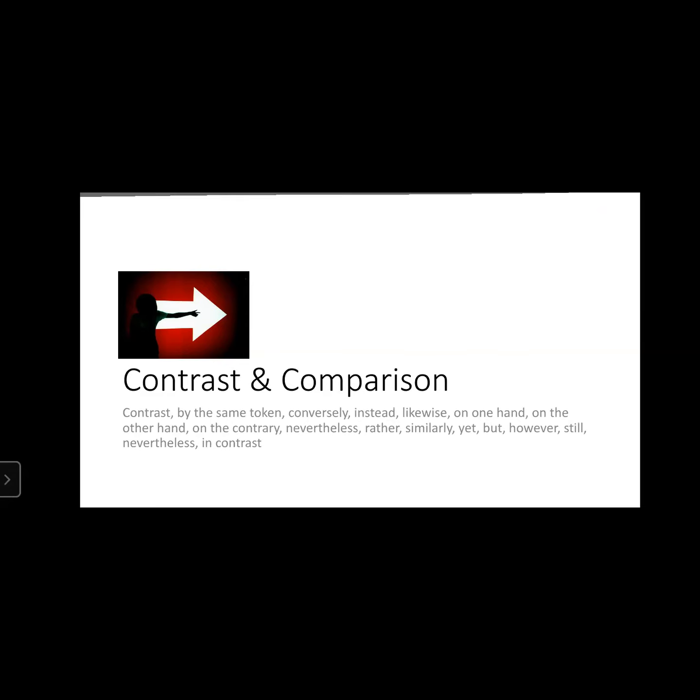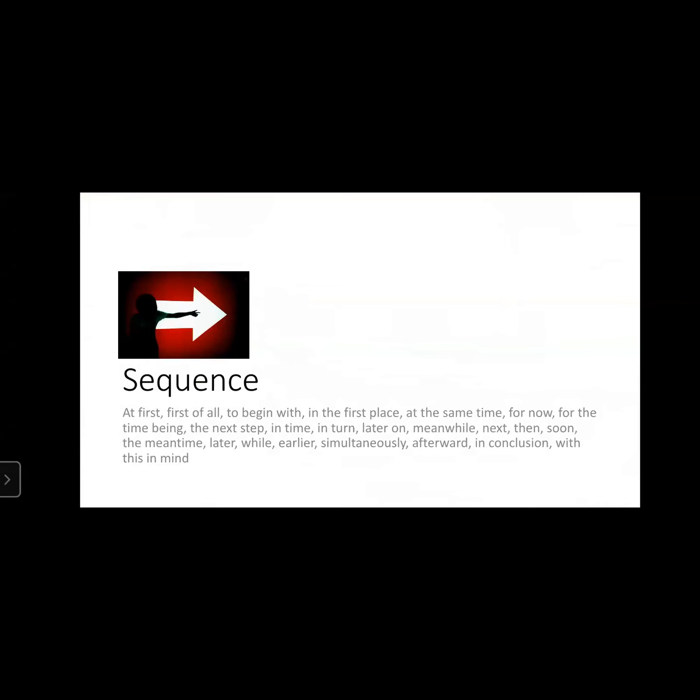All right, sequence. You're trying to do a sequence in your presentation. First of all, maybe you're doing point to point. To begin with. Imagine you starting your first point by saying, maybe after your opening, and then you want to go into the first point, to begin with, or at first, or in the first place, at the same time, for now, for the time being, the next step, in time, in turn, later on, meanwhile, next, then, soon, in the meantime, later, while, earlier, simultaneously, afterward, in conclusion, with this in mind.